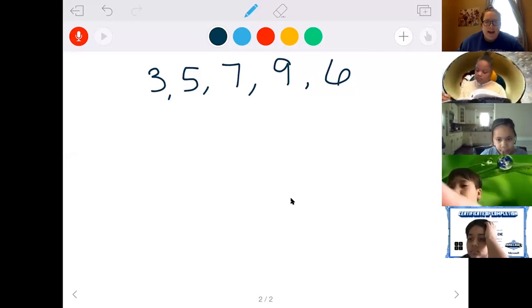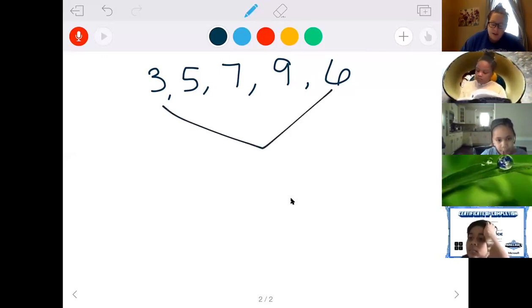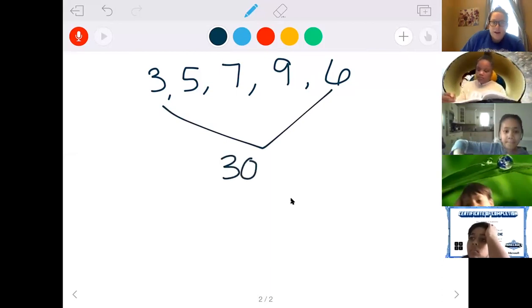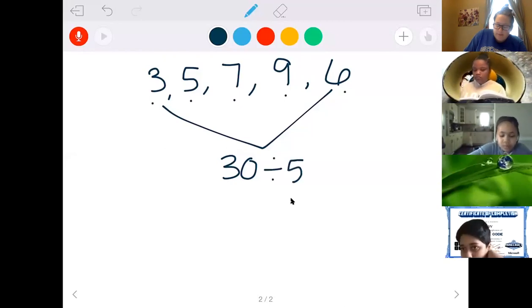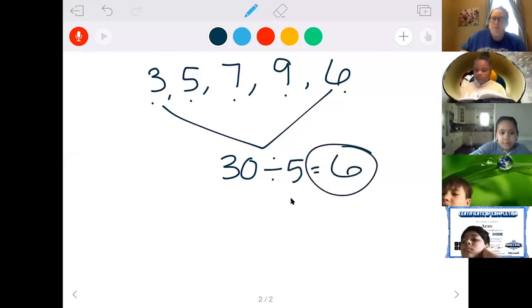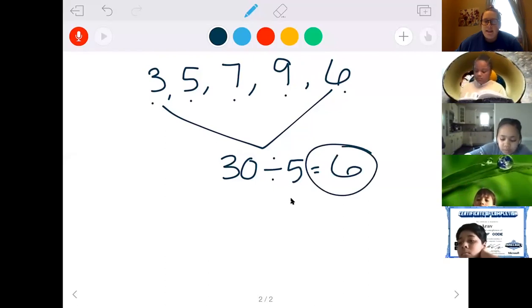All right, so when you added up those numbers, right here, you should have gotten 30. Okay, if we take the 30 and we divide by how many numbers I gave you, 1, 2, 3, 4, and 5. So 30 divided by 5 equals 6. Okay, so if you got 6, that's the correct answer.